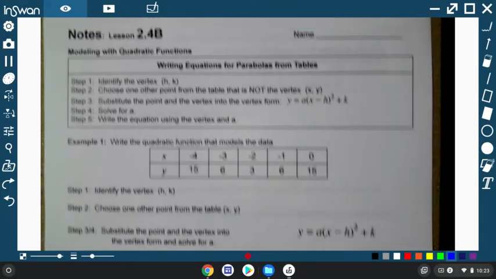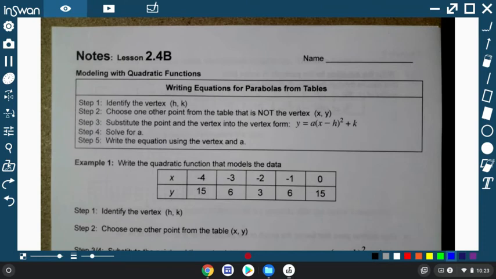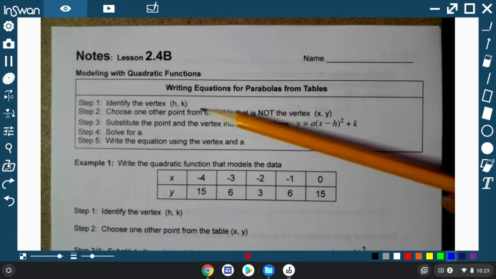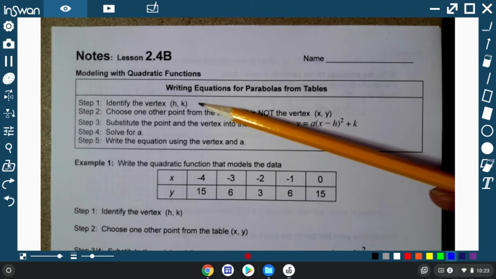Welcome class. Today we are going to talk about lesson 2.4b. We're continuing lesson 2.4, very similar to lesson 2.4a. We're still writing the equations in vertex form. So we're going to identify what the vertex is. We're going to label that h and k.